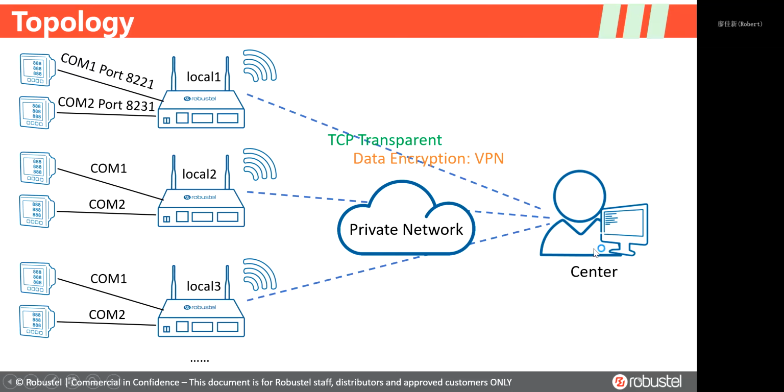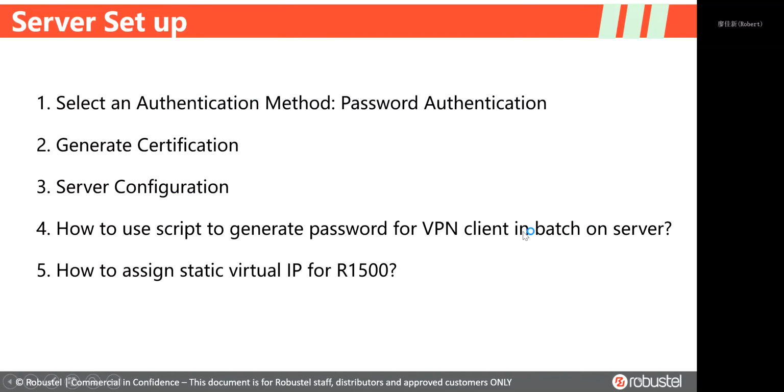On the center side, it could be a center router that is able to run VPN server mode. In this demo, I'm going to use a Linux system to run an OpenVPN server. For server configuration, how do we configure the OpenVPN server? In the first place, we need to choose a suitable authentication for your application scenario.